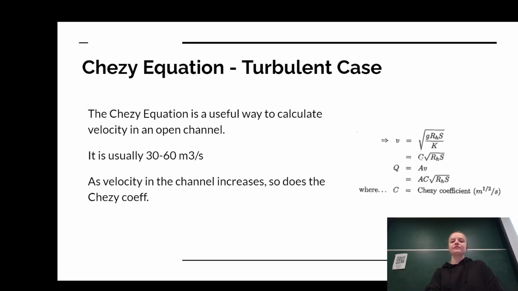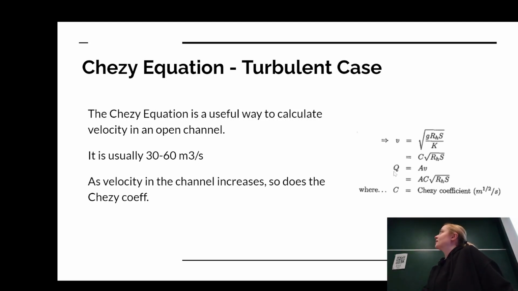All right. The first equation they start you off with is the Chezy equation. It can only be used in turbulent conditions. It's an approximation, and a useful way to calculate velocity in an open channel. The Chezy equation usually gives you values of 30 to 60 meters to the half per second, so you can use that to sanity check your answers. As velocity in the channel increases, so does the Chezy coefficient, and the Chezy coefficient is the C down here, right?